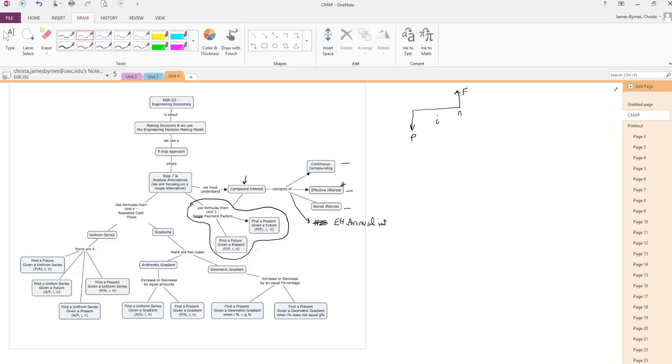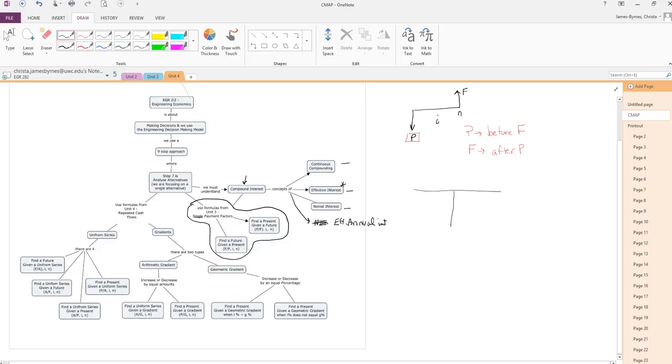Okay, we're going to kind of change things up here. The key to remember is that P happens before F, and F is after P. So you're probably like, what are you talking about, Krista? Okay, let me go up here. Let me draw just an example of a cash flow.